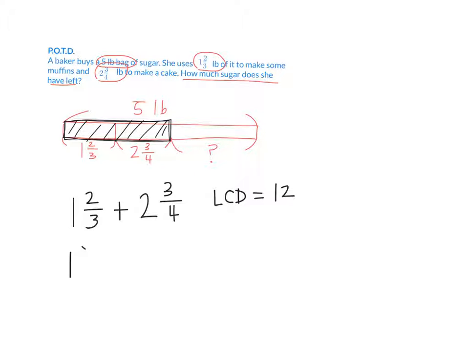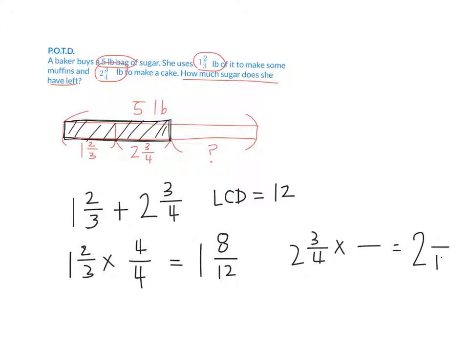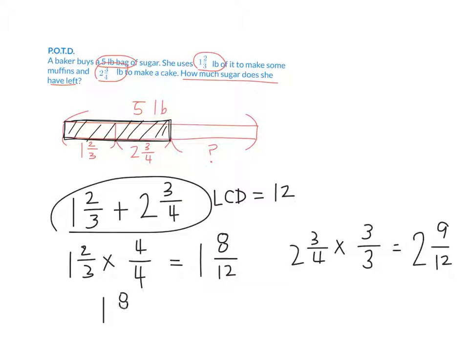1 2/3 times some version of 1 will give me 1 and some number of 12ths. What version of 1 should I use, everyone? 4/4, which means that 1 2/3 is the same as 1 and 8/12. Very good. Okay, now, 2 3/4 can also be multiplied by some version of 1 to get 2 and some number of 12ths. What version of 1 should I use, everyone? 3/3, which means that 2 3/4 is equivalent to 2 and 9/12. So therefore, instead of doing 1 2/3 plus 2 3/4, I can add 1 8/12 plus 2 9/12.